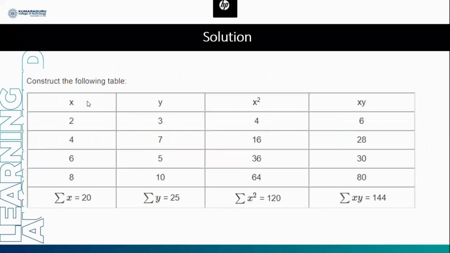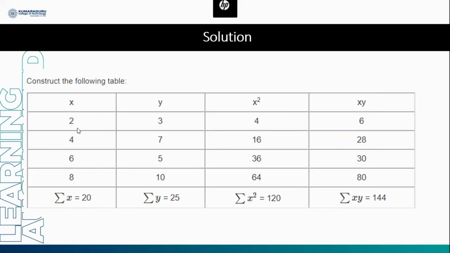And you have to find the x square value: 2 square 4, 4 square 16, 6 square 36, and 8 square 64. Then we have to get the value of x times y: 3 into 2 equal to 6, 7 into 4 equal to 28, 6 into 5 equal to 30, 10 into 8 equal to 80. So you have to find the x and y value like this. Then you have to find all the summation values, summation of x.